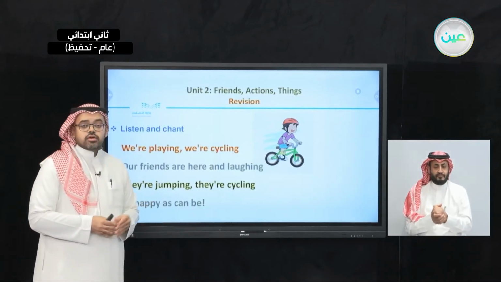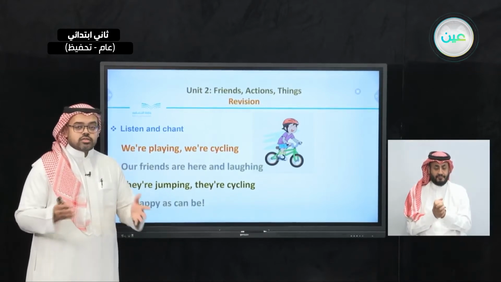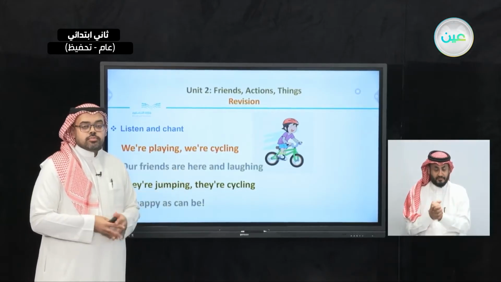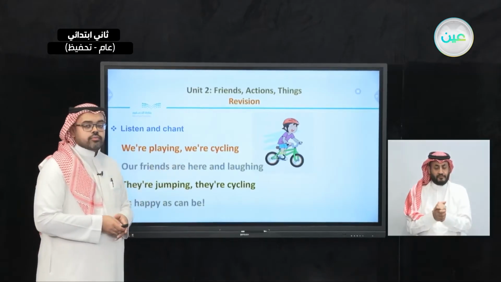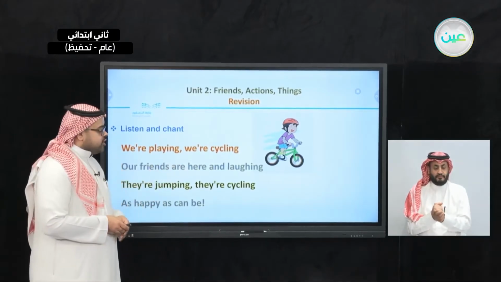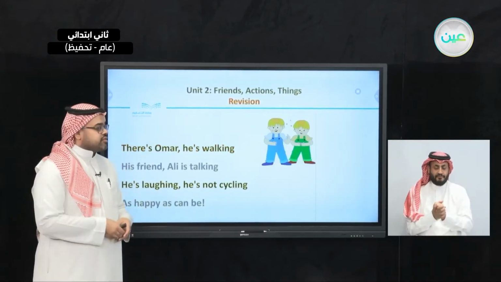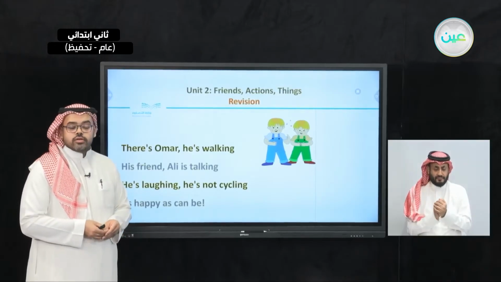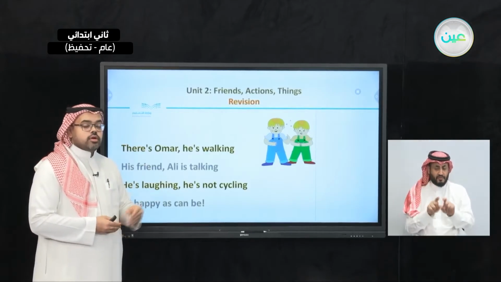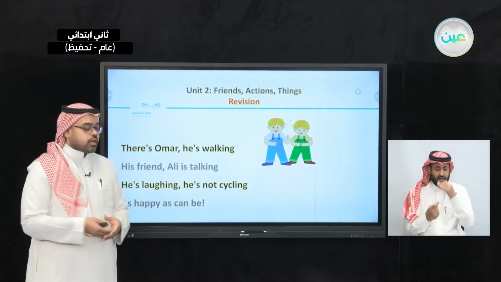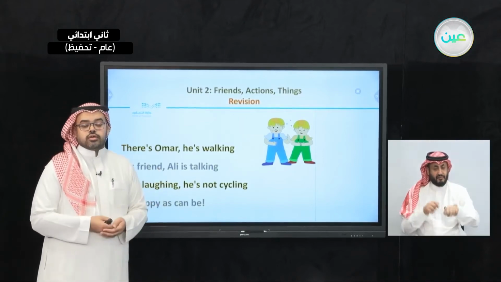Before we begin, let's make a quick revision on our last lesson. Last lesson, we chanted this chant together. It's about a boy who is cycling and playing. And also, we said that they are as happy as can be. The second part of this chant was about Umar and his friend Ali. When we say Umar is talking, Ali is walking, and he is laughing and he is not cycling.